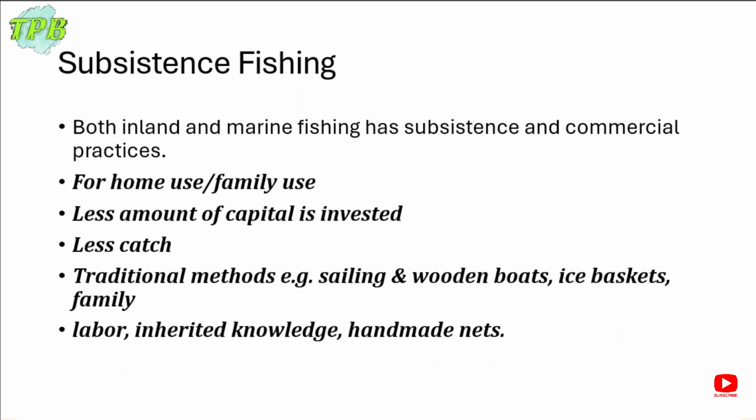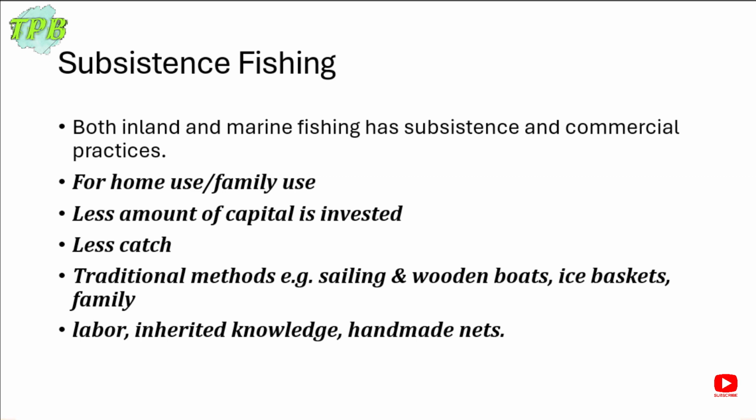Now let's have a look at the features of subsistence fishing. Subsistence fishing is practiced in both inland and marine fishing. It can have large or small scale businesses. In subsistence fishing, fish is mostly used for home or the family purposes. So whatever the catch is, it is distributed among the family members. If there are different members of the family, they will use it for consumption. They don't sell it. The selling can only happen if there is an excessive catch sometimes.